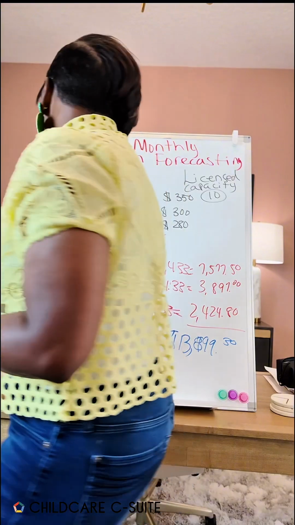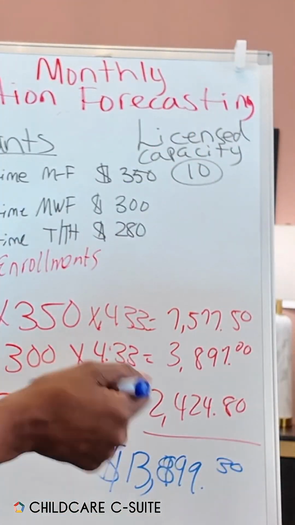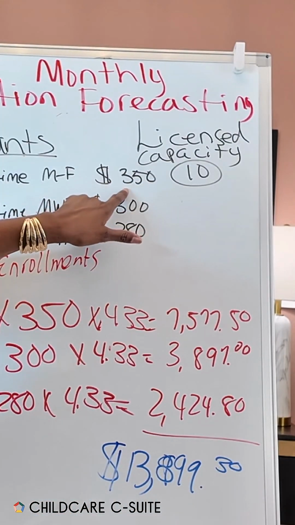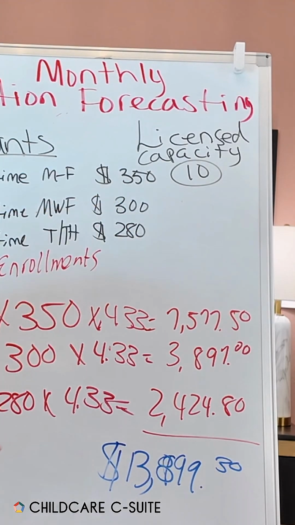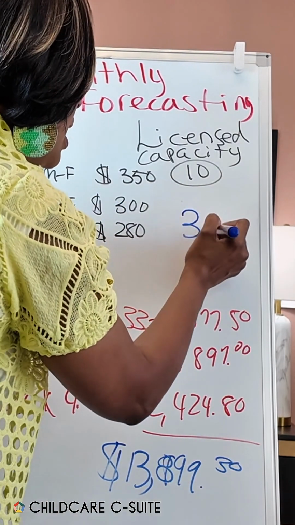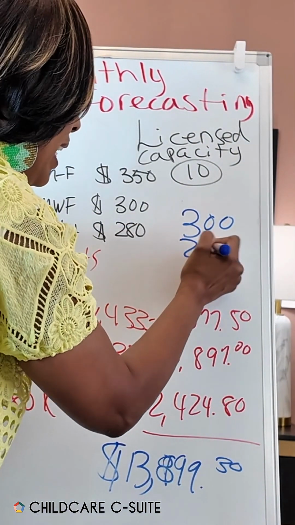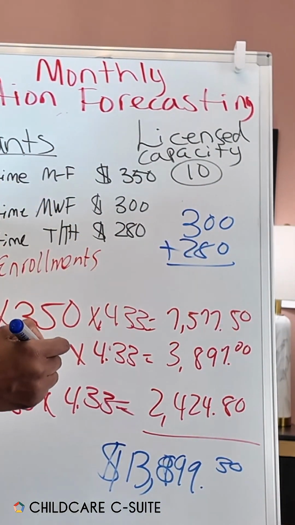All right. So one more thing I want to show you, because I don't want you guys to sleep on part-time students. When you can get a match, if a student is Monday, Wednesday, Friday, and you can get a Tuesday, Thursday, you make more money. So let me show you right here. My full-time student is $350. But when Sam and Keisha combine, $300 for my Monday, Wednesday, Friday, and $280 for my Tuesday, Thursday.